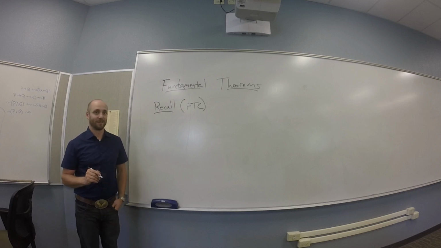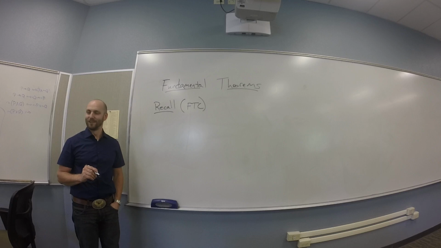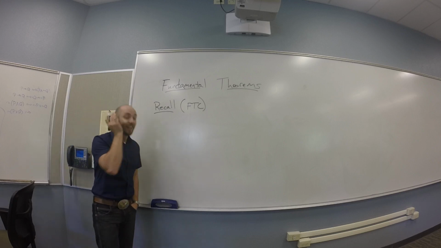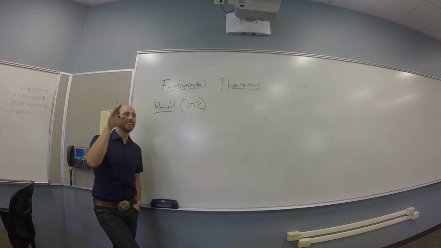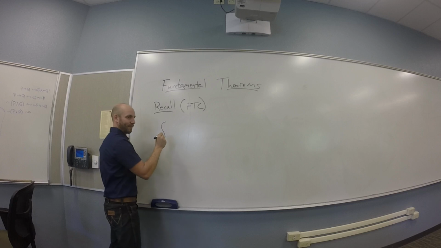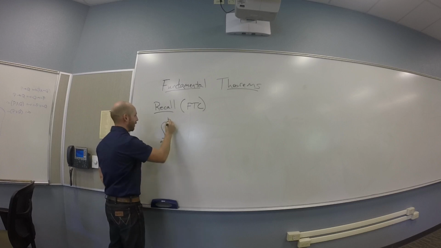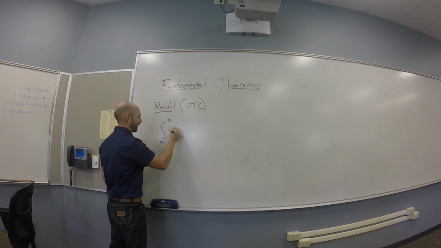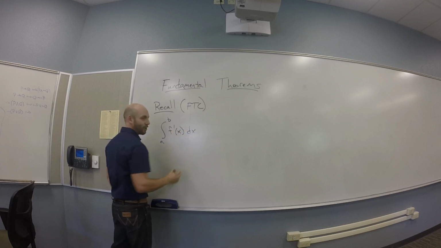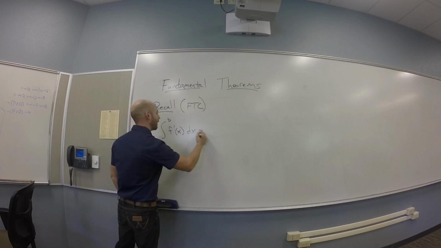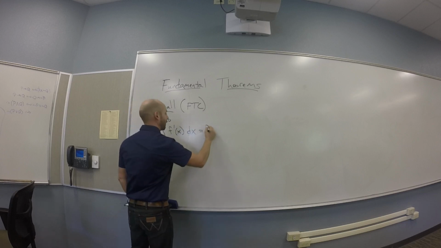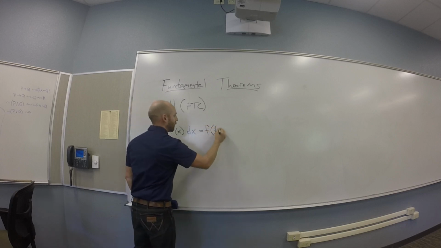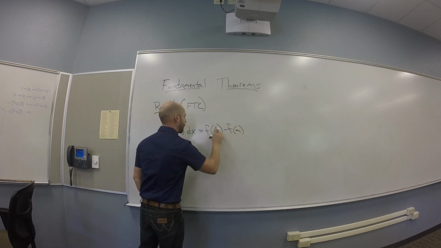That's the derivative, right? Or no? It's the one thing I expected you to know from Calc 1. It's the integral from a to b of f, big F prime. So if you integrate a derivative, what do you get? You get little f of b minus f of a.